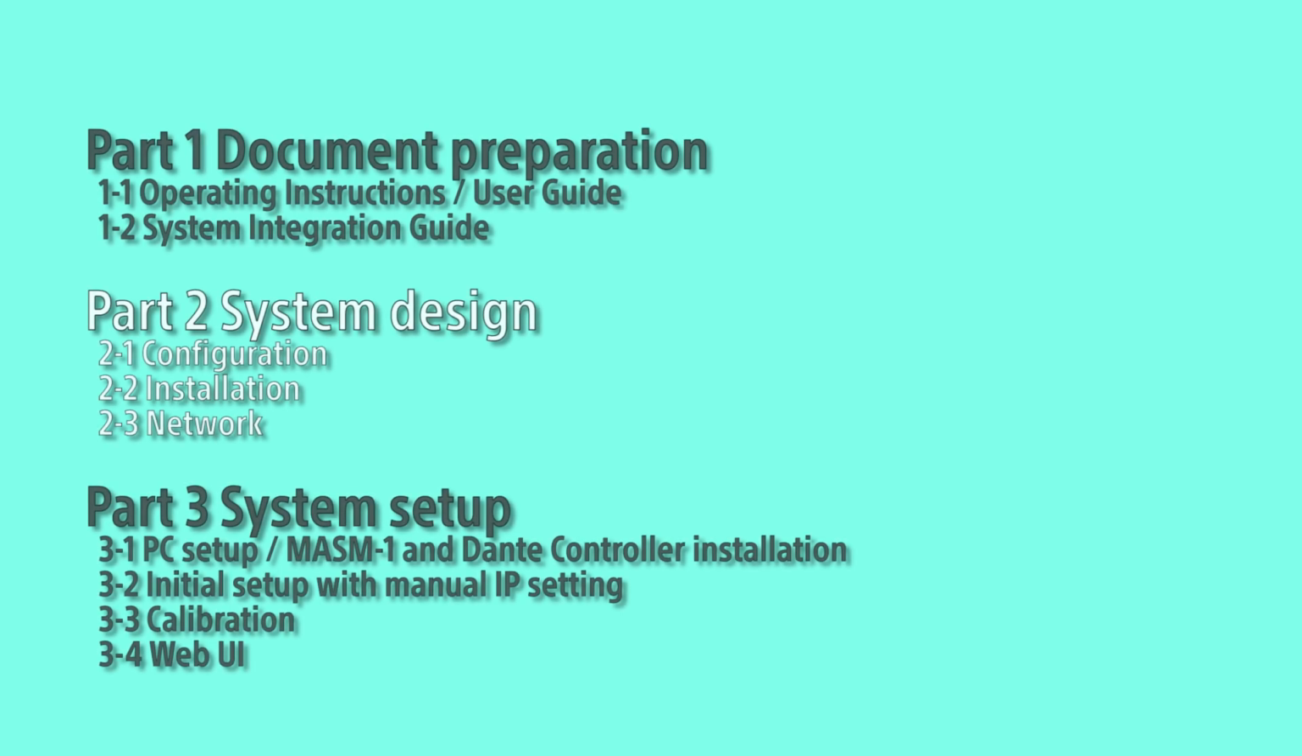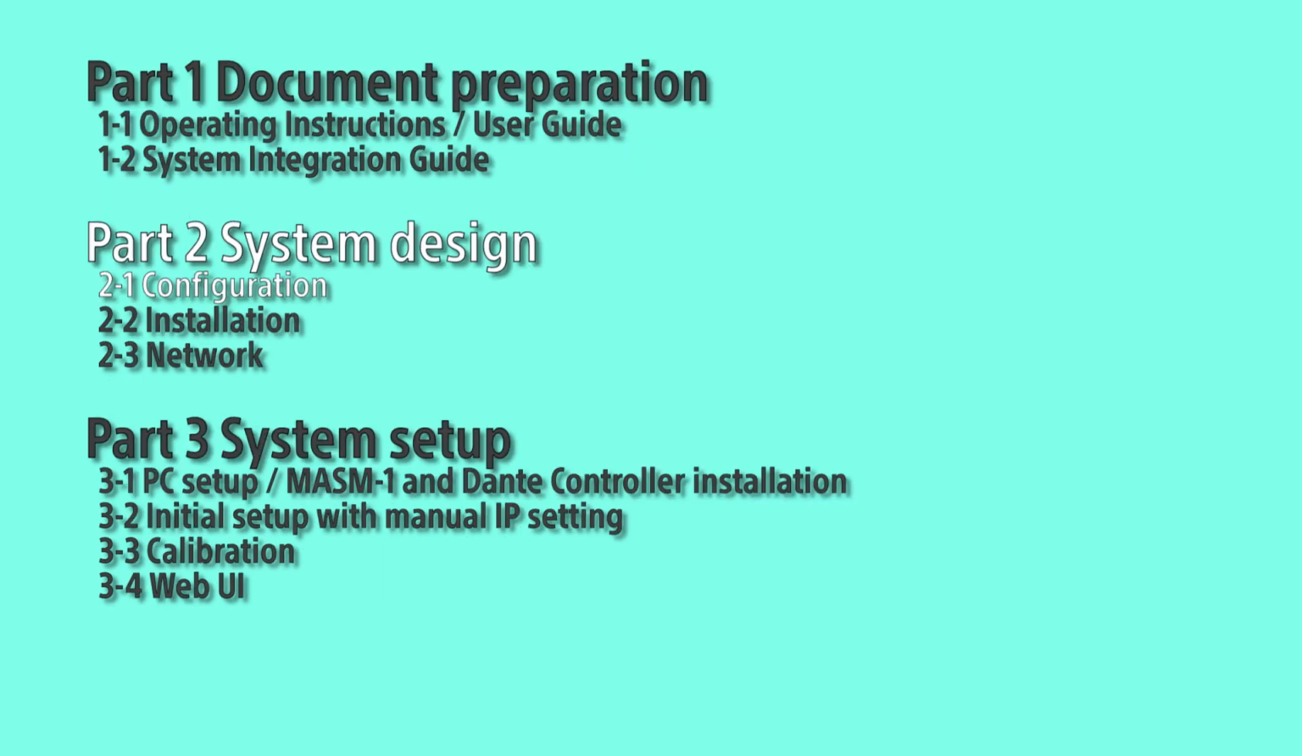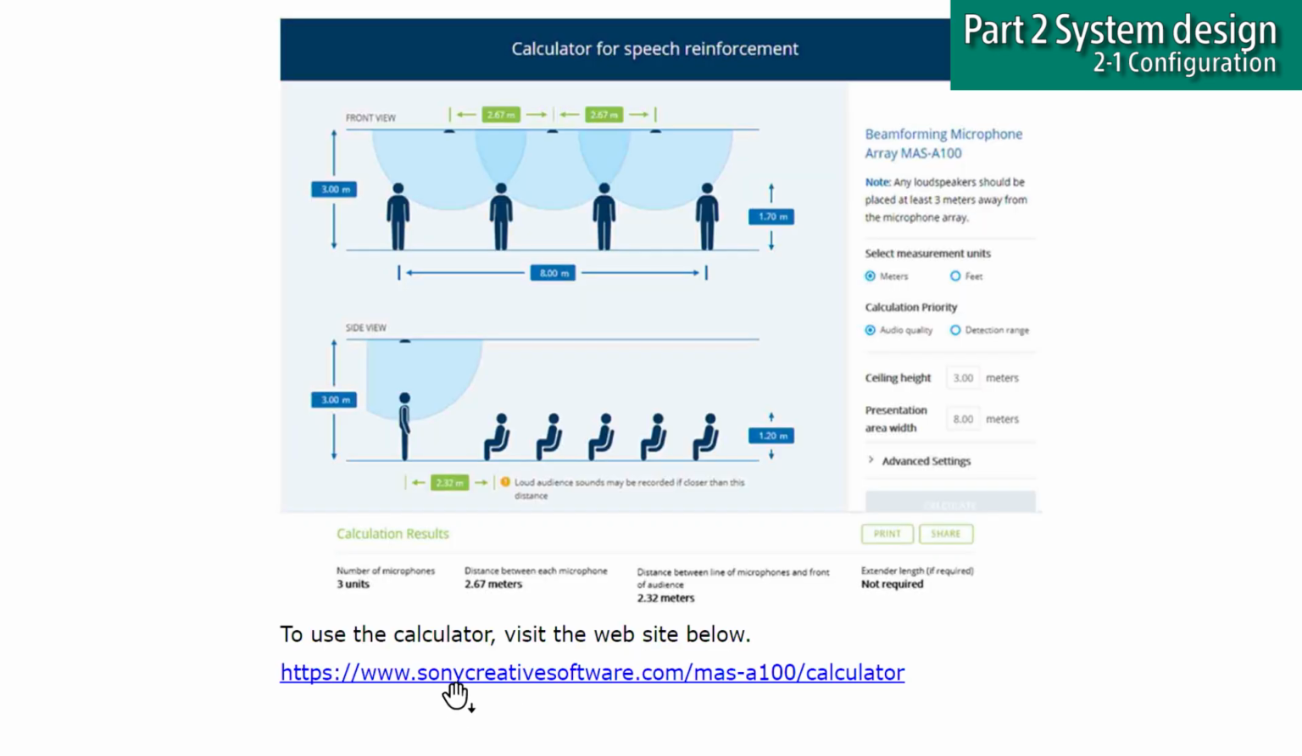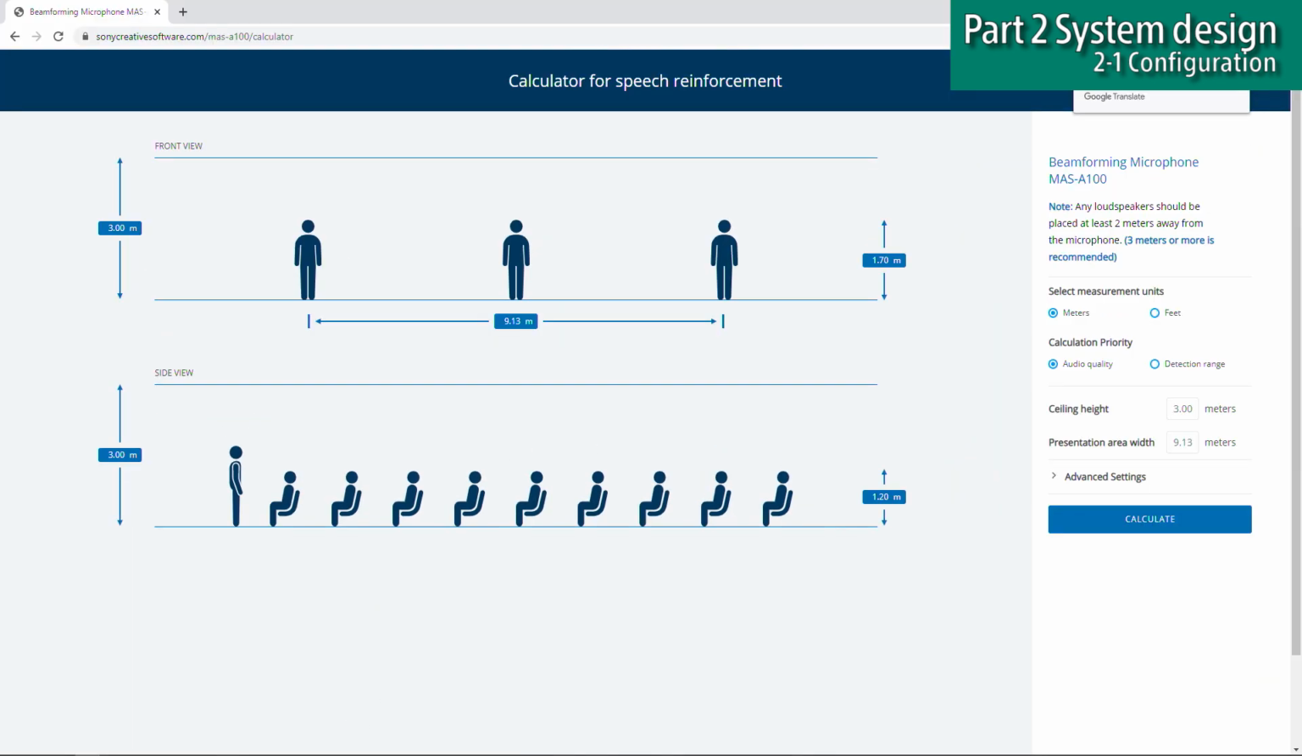Okay, then let's go to part 2, System Design, Configuration. Go back to System Integration Guide. Please find the link to calculator for speech reinforcement. That is a kind of simulator for how many microphones are required depending on room size. Okay, then let's start it.